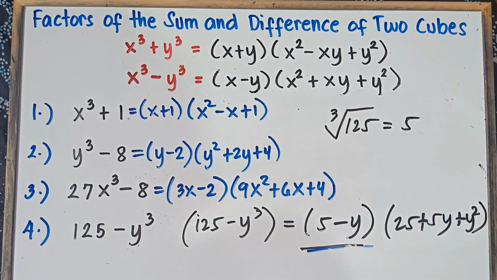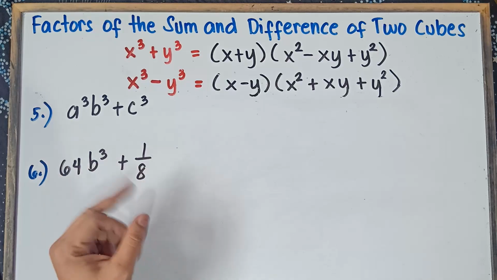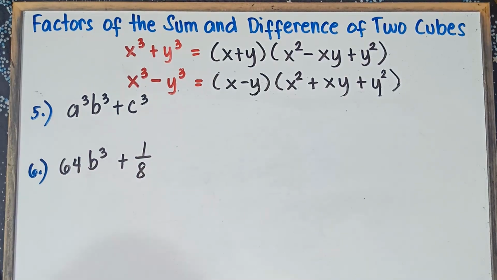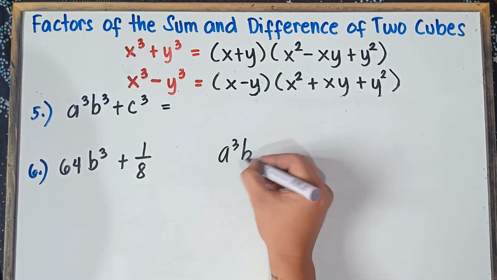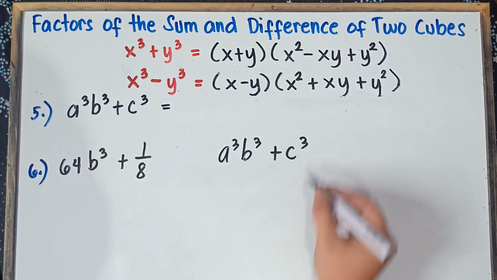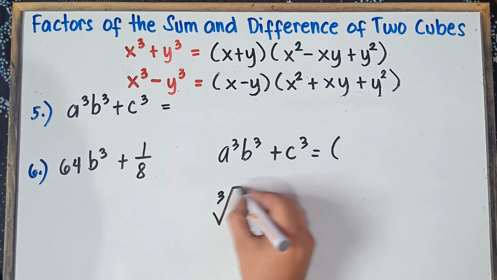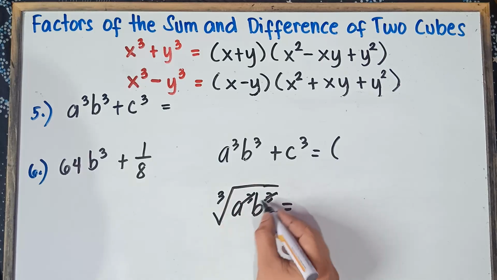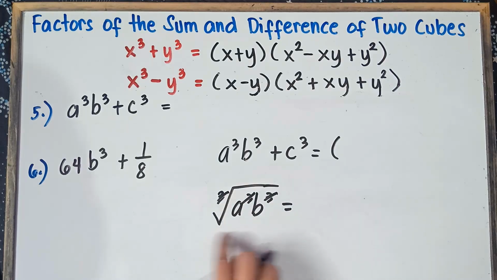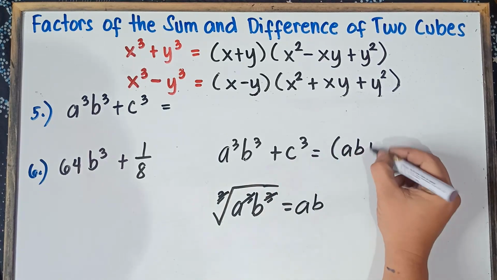Alright, so let's proceed now to example number 5. Our given, we have a cubed, b cubed, plus c cubed. Once again, first step, you get the cube root of the first term. So let me just copy this one. The cube root of the first term, so we have the cube root of a cubed and then b cubed, so we can just simply cancel this out. So therefore, the cube root of a cubed and b cubed, that would be ab. So this will be ab, copy plus sign.